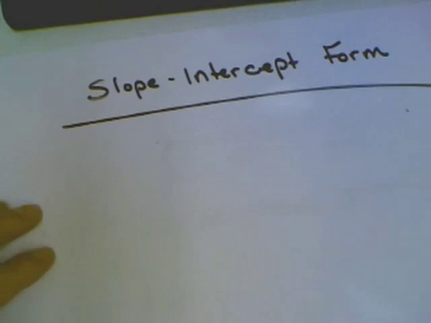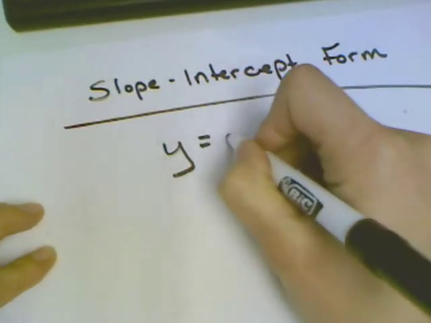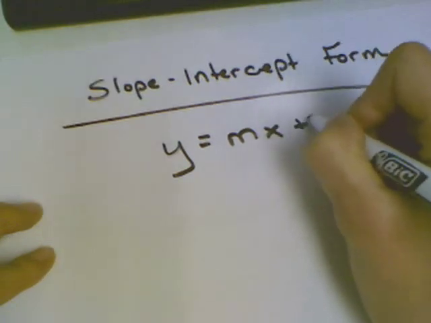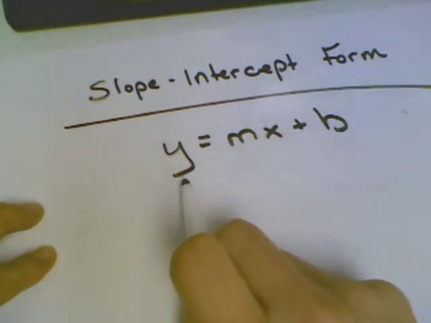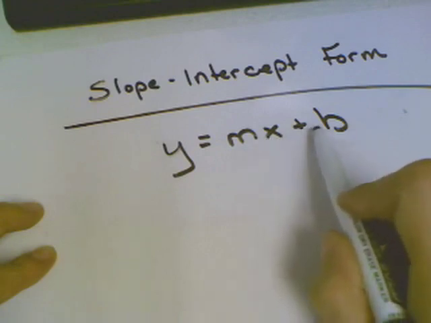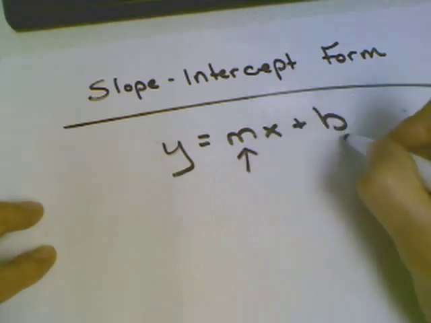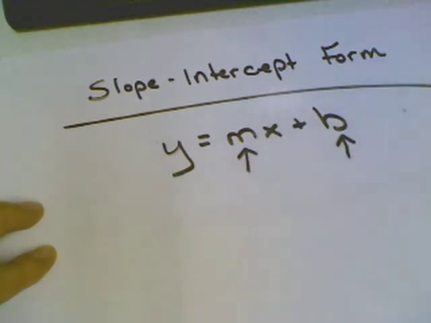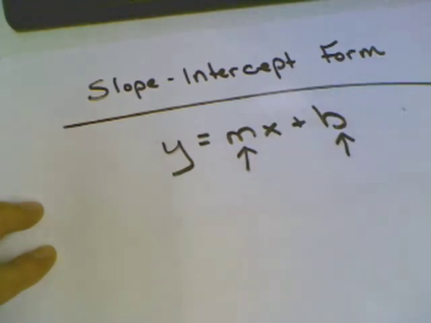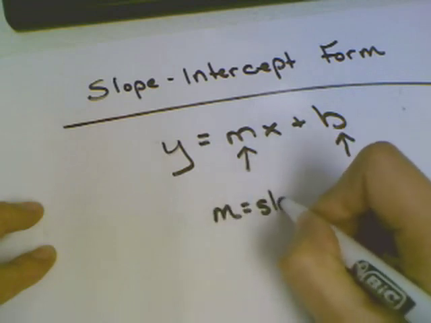The slope-intercept form of a line is when the equation of a line is written in this standard form. First of all, it's solved for y. Then we're looking for a number in front of x plus or minus another number. These two, the m and the b, are very important values and they're very meaningful in the equation of the line. M is the slope of the line.